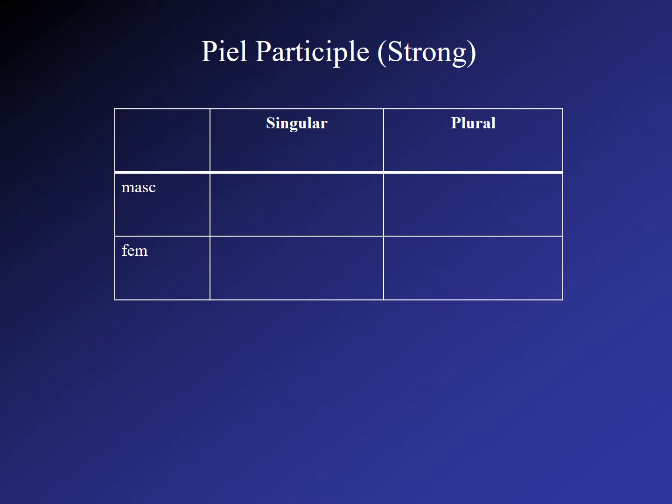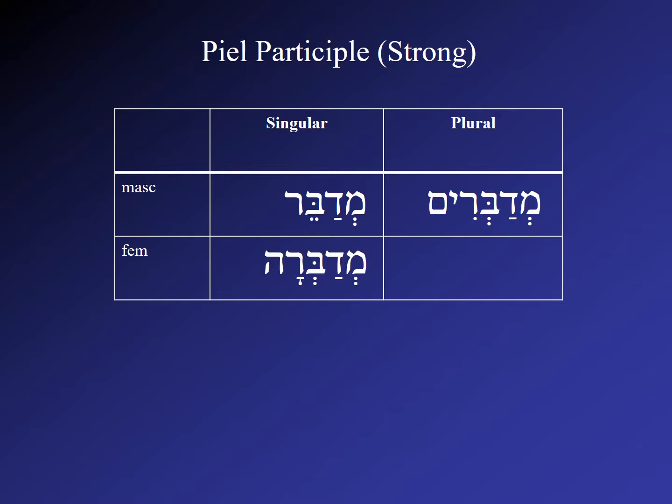From there, we can fill in our chart of Piel participles for the strong root. So our masculine singular participle, which we just learned, medabber. The masculine plural, simply add the im ending, medabberim. Notice that the tsere is now a pretonic tsere, so it reduces to a shva. Feminine singular, we just add our feminine singular ending, so we have medabbera.